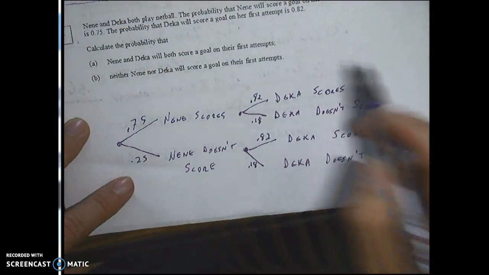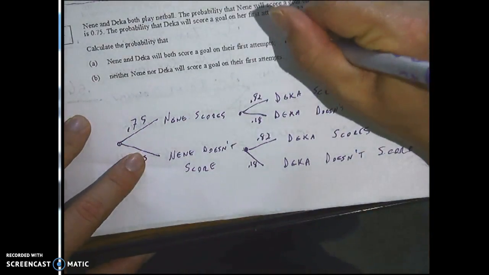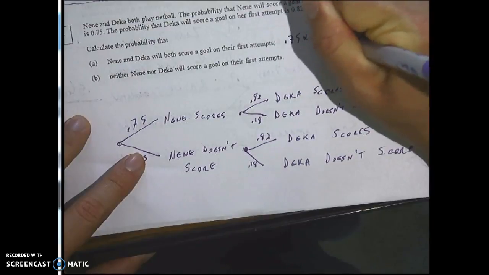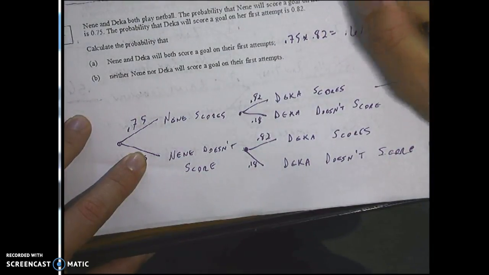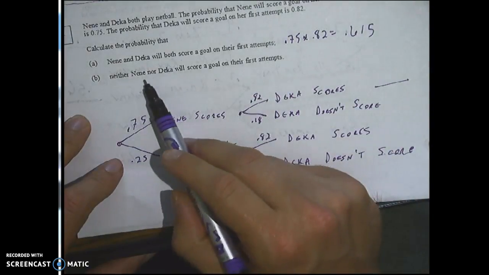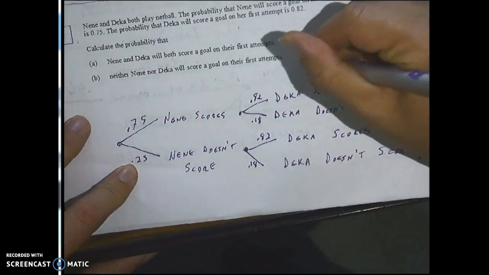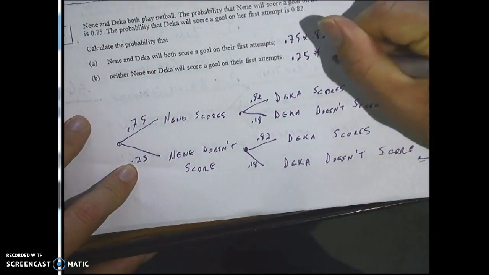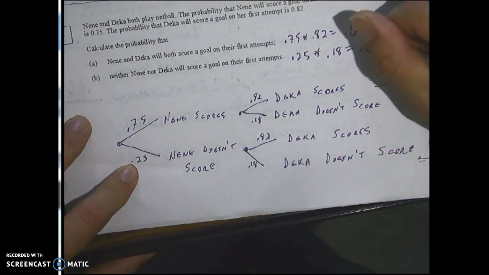So to find the probability that they both score in the first attempt, that's just right here. It's just that 0.75 times 0.82, which is 0.615. And neither Nene nor Decca will score in the first attempt. So that's this one right here. So I'm doing that 0.25 times the 0.18, which is 0.045.